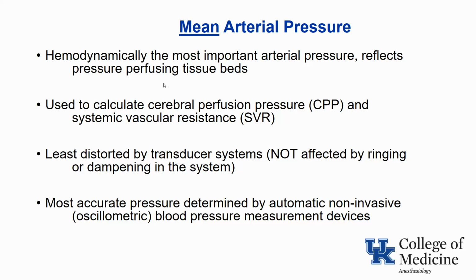The mean arterial pressure, in my opinion, is the most important arterial pressure because it reflects the perfusion pressure of tissue beds. It is also used to calculate cerebral perfusion pressure and systemic vascular resistance, and it is the one that is least distorted by transducer systems and the most accurate pressure determined by automatic oscillometric methods.